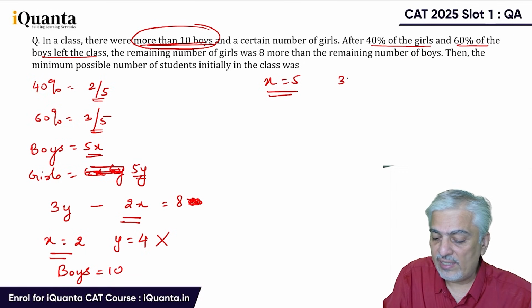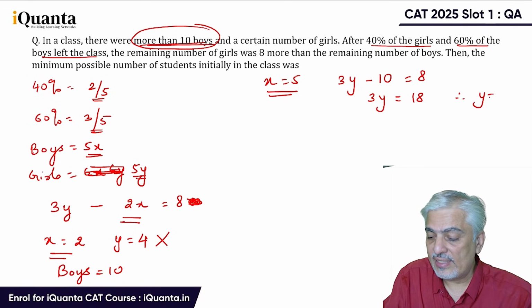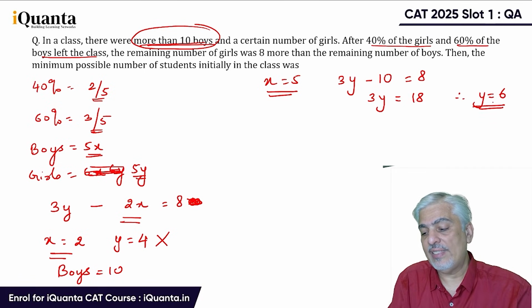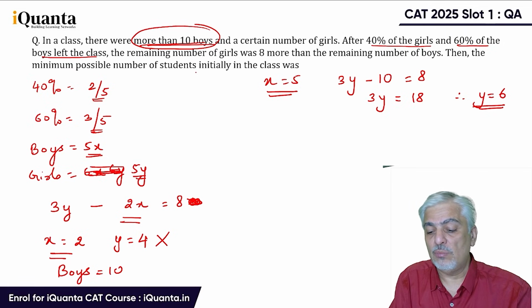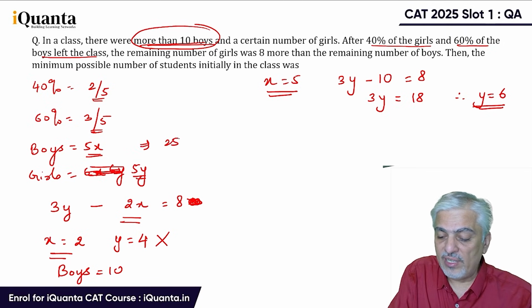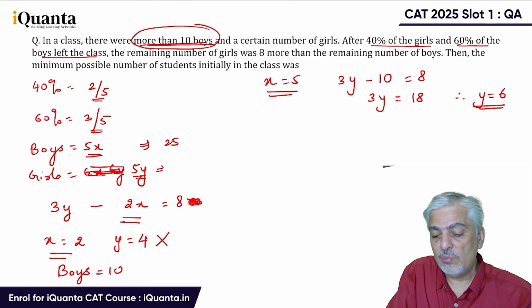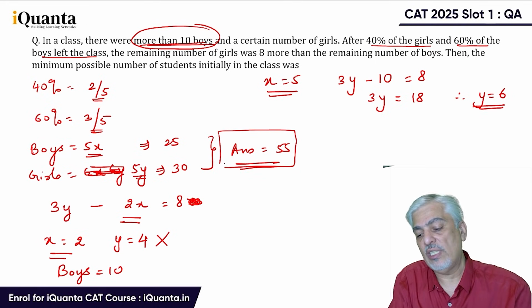If x is 5, I'll get 3y minus 10 is 8. So 3y is 18. Therefore, y is 6. So I've got x as 5, y as 6. Now what further? Let's try and understand the question further. What have they asked for? Minimum possible total number of students in the class. So 5x boys would be 25 and 5y girls would be 30, and the total number of students would be 55 minimum. Obviously, without the minimum, the answer becomes cannot be determined, because you can keep going ahead.